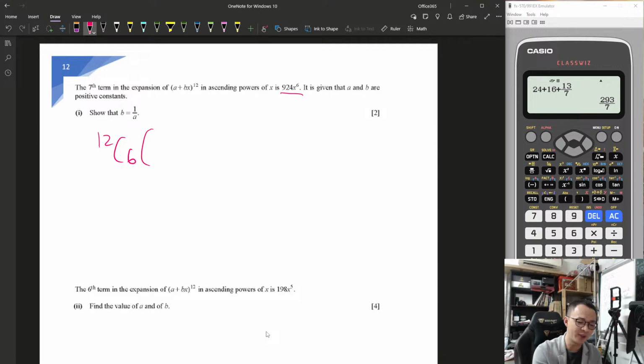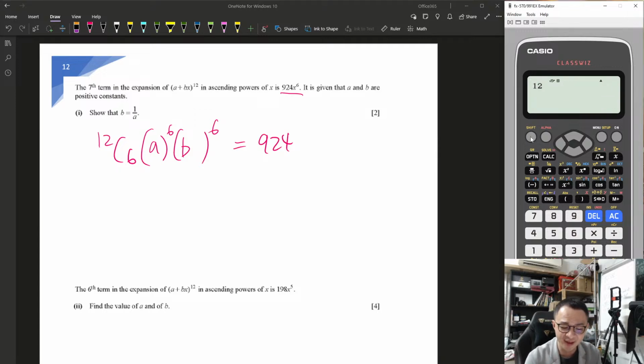Then apply the formula: a power of 12 minus 6, b power of 6, this is 6 also. Then we'll get 924x^6. If you want to write the x power of 6 also can. If you do want to write x power of 6 here, then make sure you erase the x here. Both ways are fine. You will get the same result.